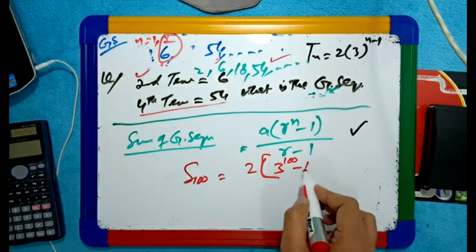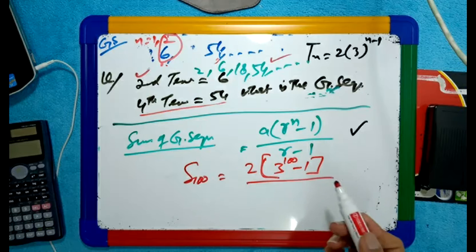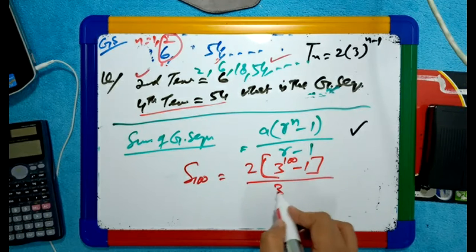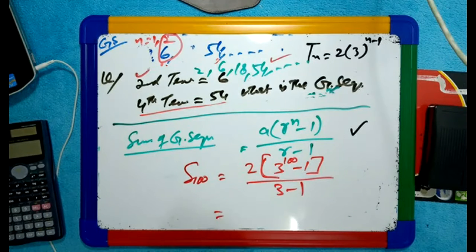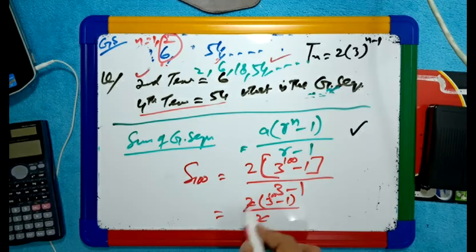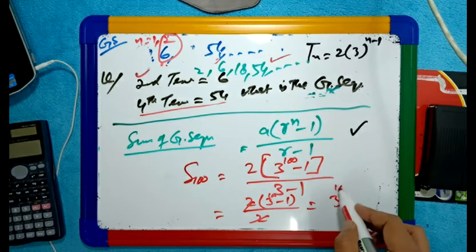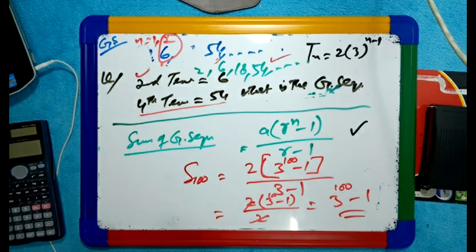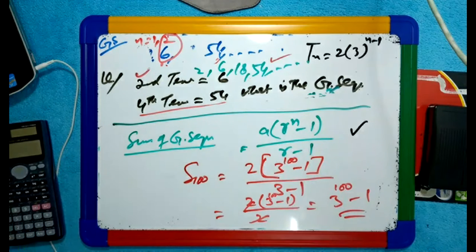You only remember the formula and do the substitution. You will get everything. So 2 and this 3 raised to power 100 minus 1, divided by 2. It cancels. So 3 raised to power 100 minus 1. This is the answer. So this is the sum. So you will remember the sum formula like this. You got the idea? Yeah, I got the idea.